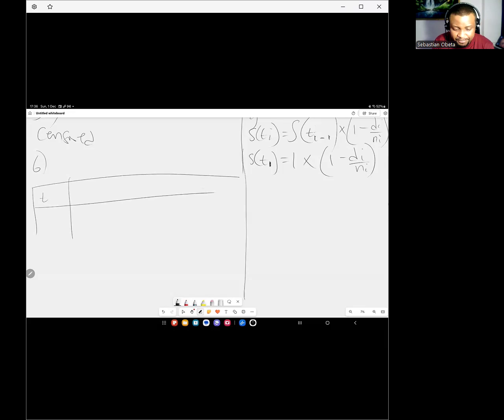Already the time. Then we are going to have the number at risk. Then we are going to have the number of events. And we then look at the survival probability for the interval. Then the cumulative probability. So this is how our table looks.